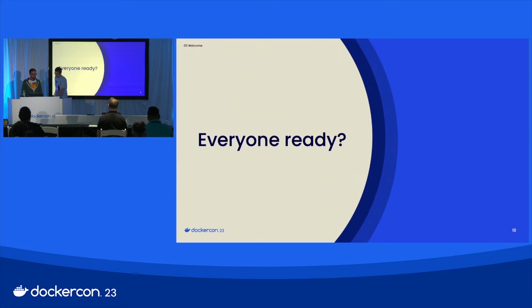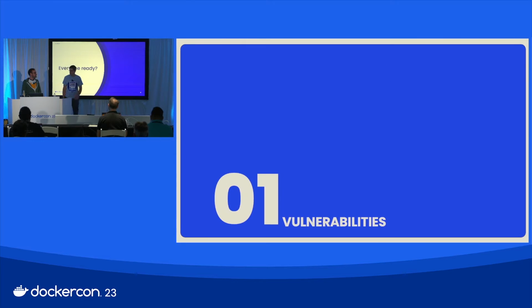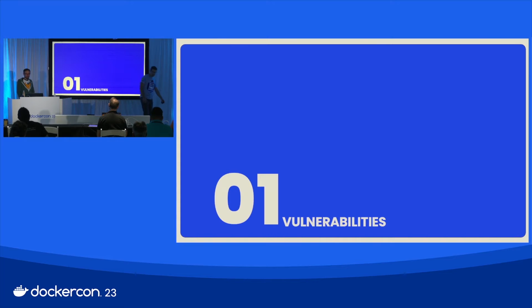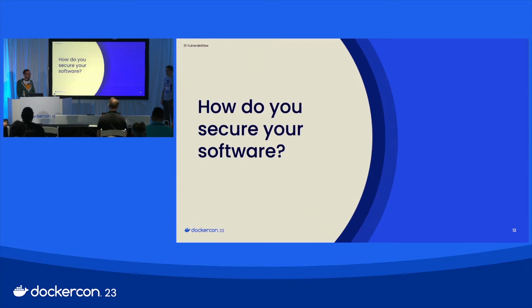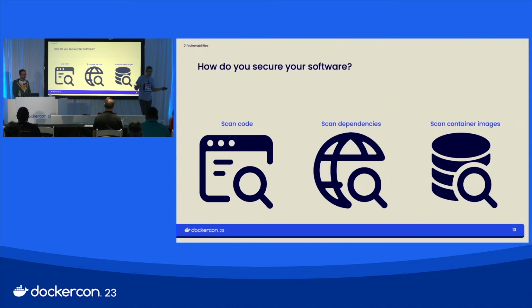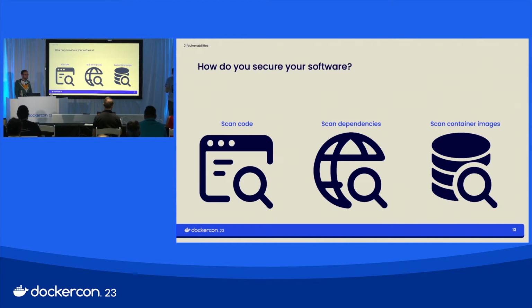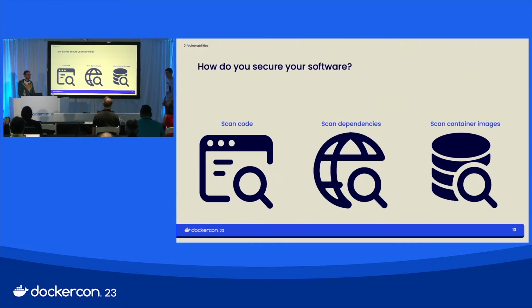All right, while that's running, we'll go ahead and get started into the first segment where we are going to talk about vulnerabilities. This is really where a lot of people start the journey towards security, right? How do you secure your software? Well, for most people, that means, I scan my dependencies using some tool, right? Snyk, Scout, Grype, Trivy. Maybe I scan my container images with a similar tool. Maybe I even scan my code using some static checker, right?